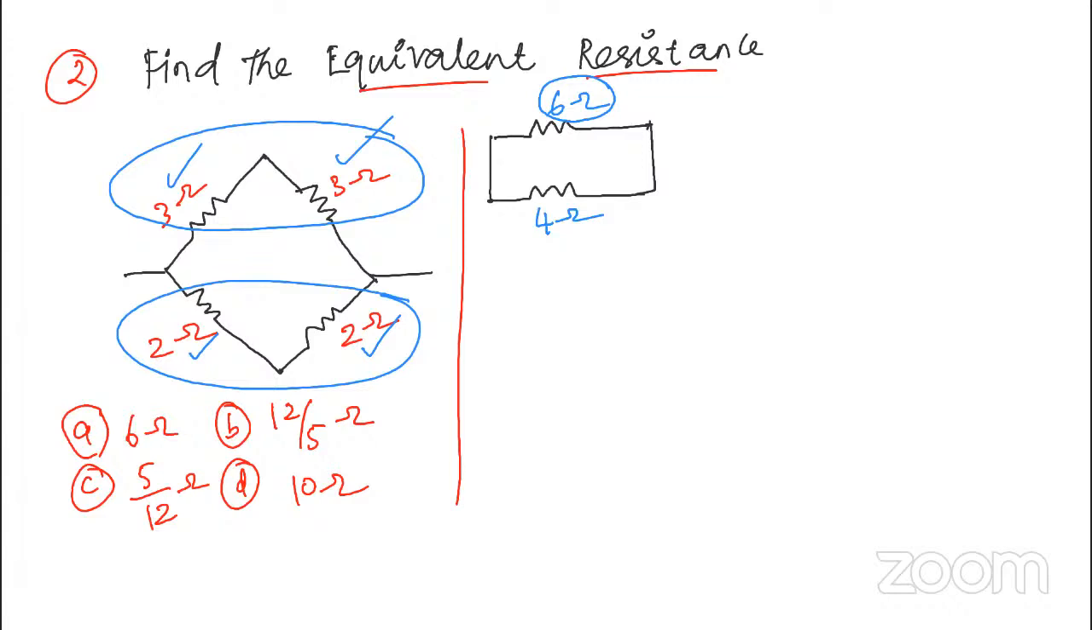Now these two resistances are connected in parallel, so we know the formula: 1 by RP is equal to 1 by 6 plus 1 by 4. Here it is 24 in the denominator, and in the numerator 4 plus 6. So it is 1 by RP. Let us now find out the correct value. I will give you 1 minute to solve this one. Solve and tell me what the answer is.